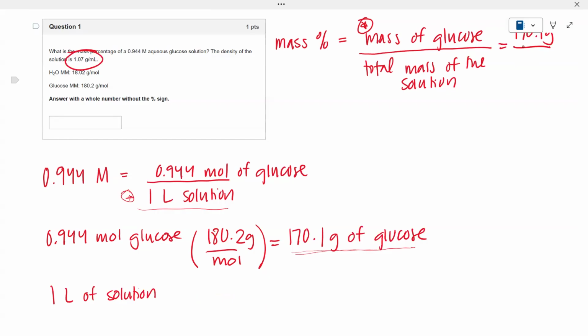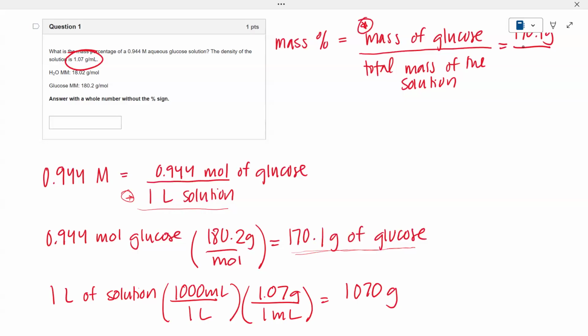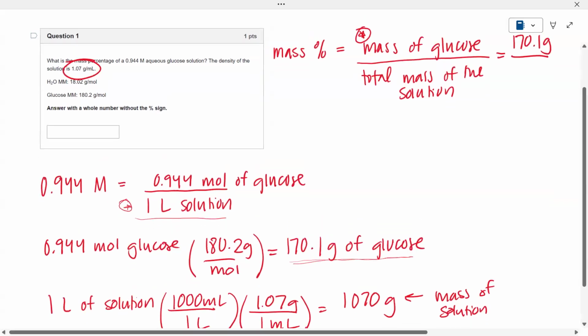There it is. So 1 liter, I'll convert it to milliliters first, so that's 1,000 mL. And then I know that every 1 mL weighs 1.07 grams, from the information in the question. So that whole liter of solution weighs 1,070 grams. So that's my mass of solution, and that's what's going to go into my denominator here. So 1070 grams, total mass of the solution.